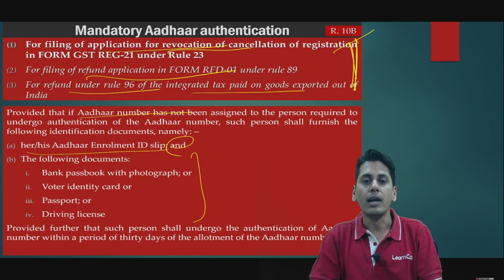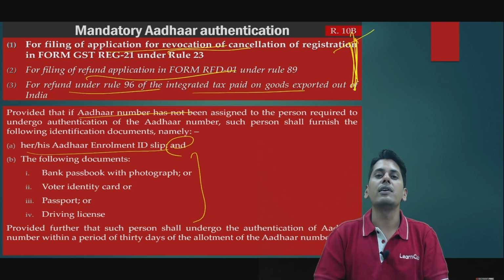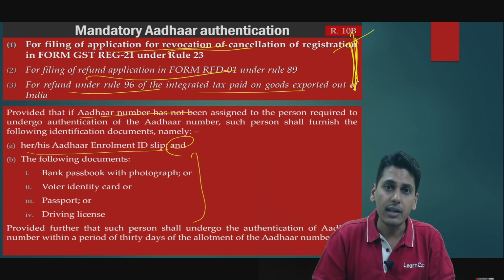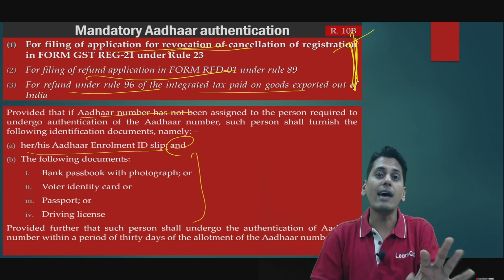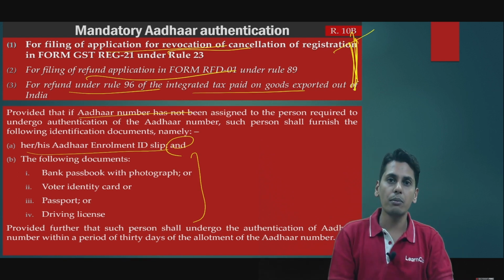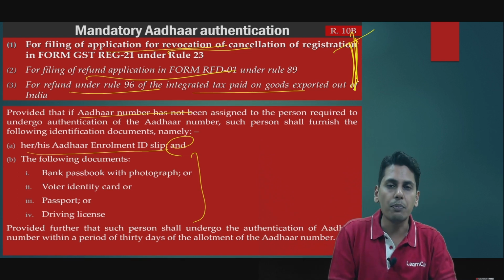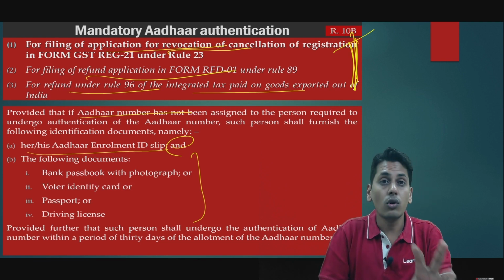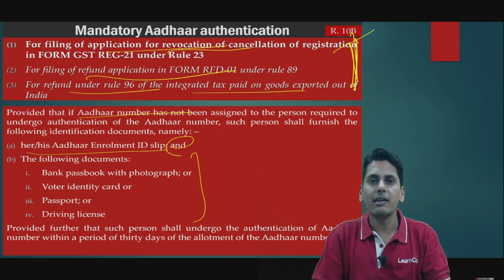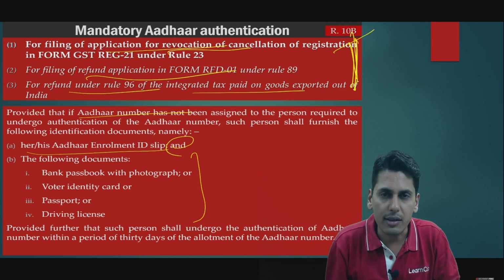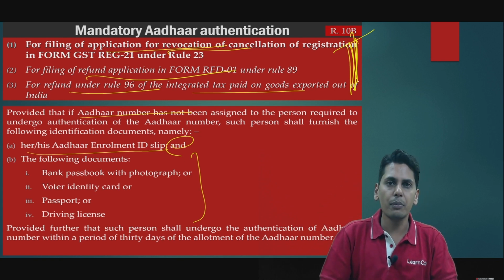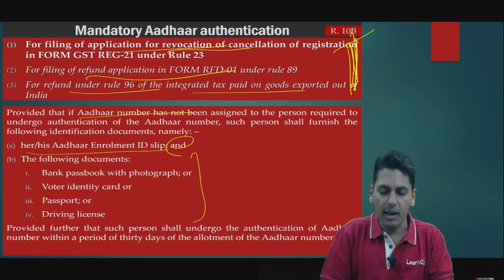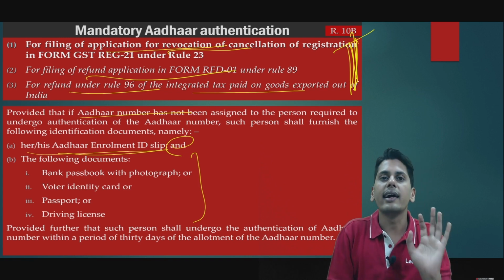Which means what? If you want to carry out any of these activities which are there in Rule 10B, you have to authenticate your Aadhaar. If you do not have an Aadhaar number, first go and apply for an Aadhaar number. You will be getting an enrollment ID slip. You have to furnish that enrollment ID slip. Here, if you do not have an Aadhaar number, the alternative and viable means is not bypassing the Aadhaar itself. If you want to do any of these activities of Rule 10B, first go apply for an Aadhaar, get an Aadhaar enrollment ID slip.